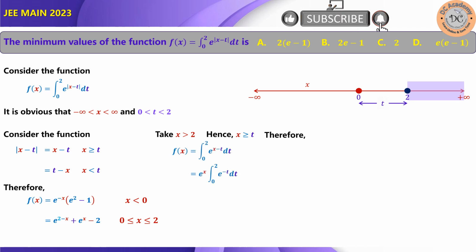Now if I do the integration, we will get e^x times (1 minus e^(-2)), the basic simple integration. And this is the expression. If I take e^(x-2) common, it will be (e^2 minus 1). So therefore, we can rewrite our function f(x) in the desired form when x is greater than 2. So let's go ahead.